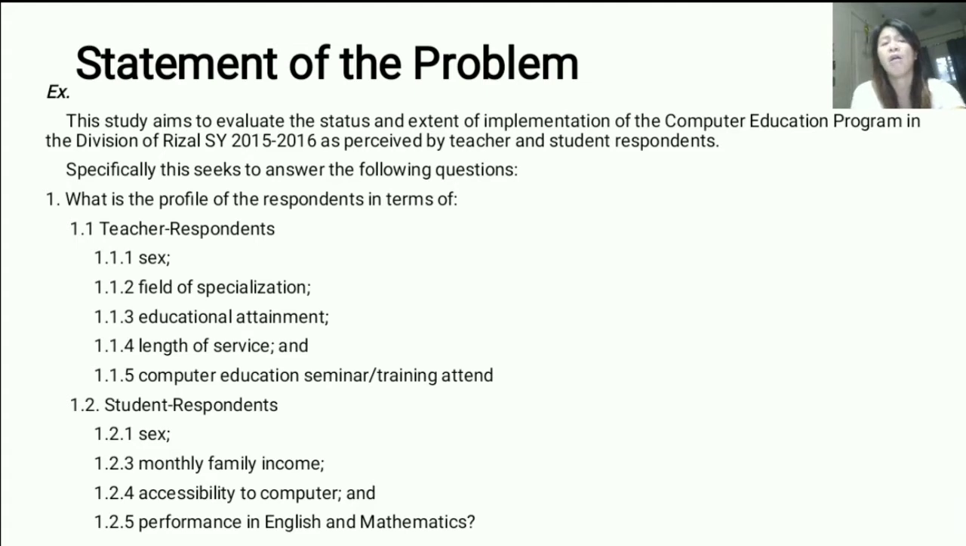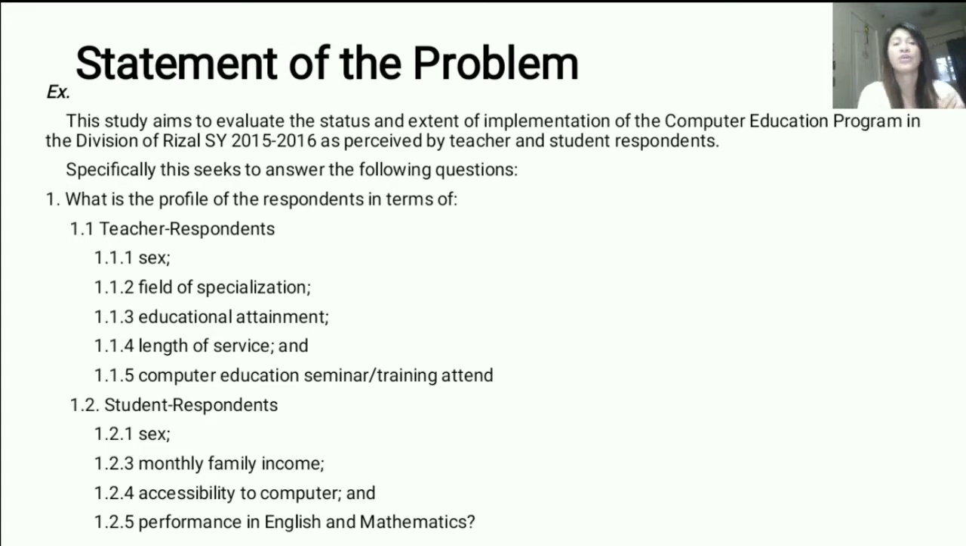What is the profile of the respondents in terms of teacher respondents, and then sub-variables: sex, field of specialization, educational attainment, length of service, computer education seminar or training attended, and then another main variable, student respondents, with the following sub-variables: sex, monthly family income, accessibility to computer, and performance in English and mathematics.